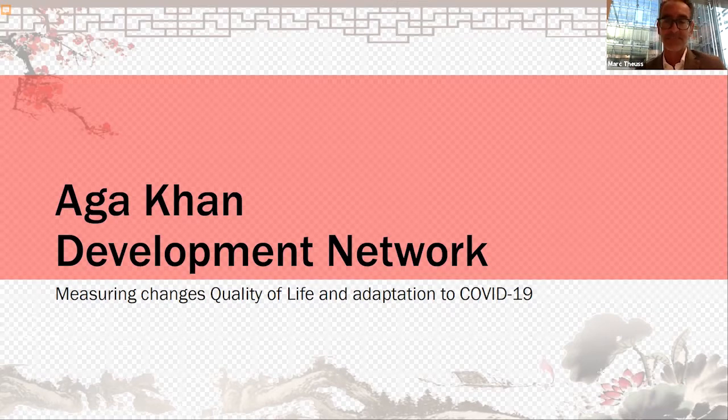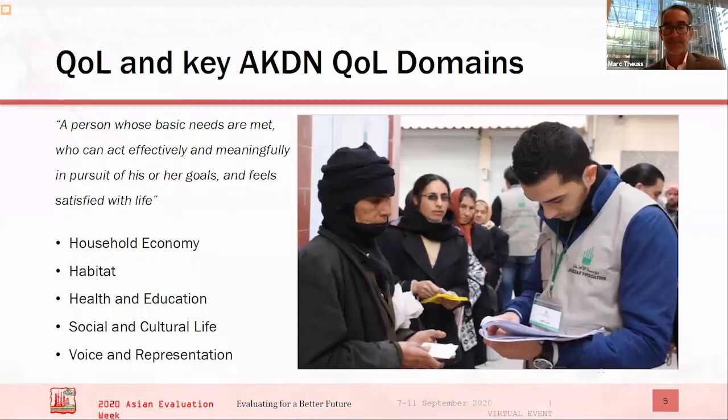Next slide, please. So just to give you a bit of background to this goal, the quality of life of AKDN and the key domains that we think are key enablers and facilitators of quality of life, I just wanted to give you a definition of quality of life. So we understand within AKDN a person who has a high quality of life to be a person whose basic needs are met, who can act effectively and meaningfully in pursuit of his or her own goals and feels satisfied with life. So we try periodically in each of our core geographies to measure changes in quality of life and the contribution of AKDN in achieving quality of life.